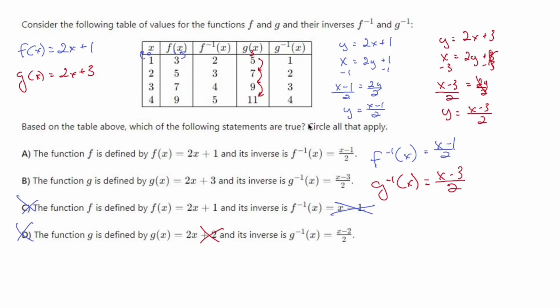So this is, I didn't even realize that. This is the circle all that apply. So we found out that f of x is 2x plus 1, check, and f inverse is x minus 1 over 2, check, A is a possibility. And we found out that g of x is 2x plus 3, check, and g inverse is x minus 3 over 2, check, B is the other possibility. So A and B are our answers.